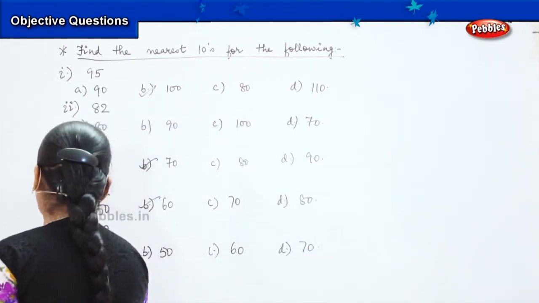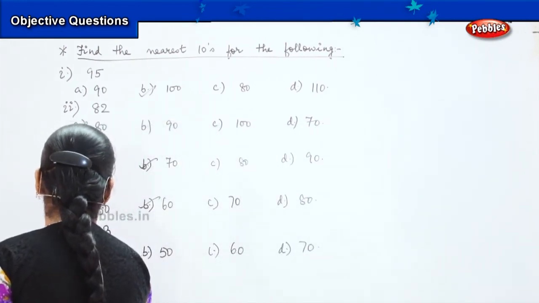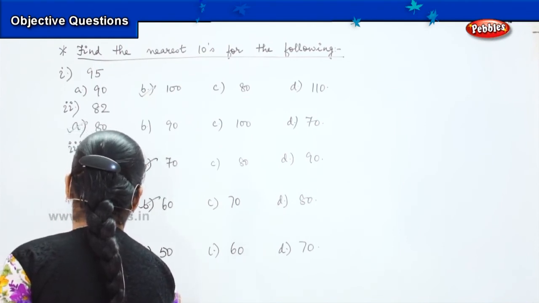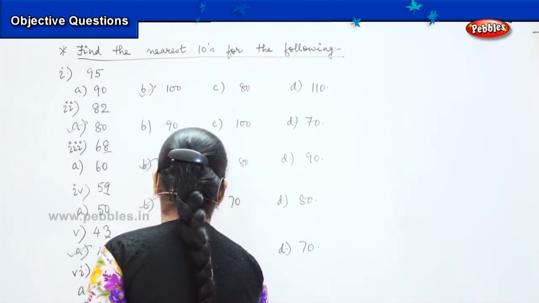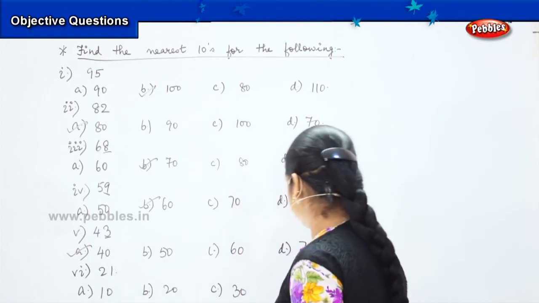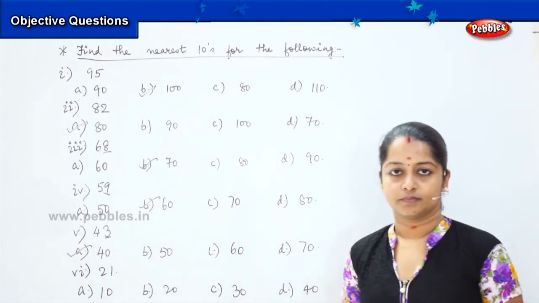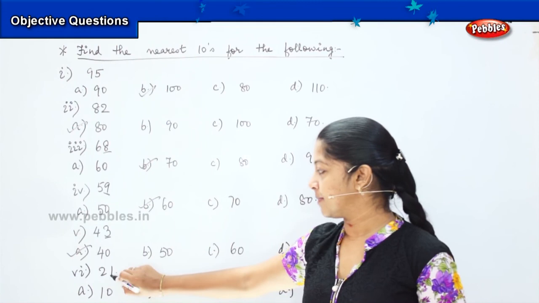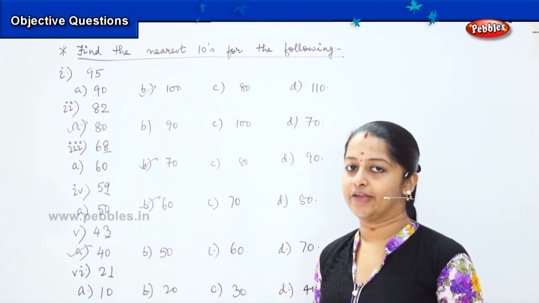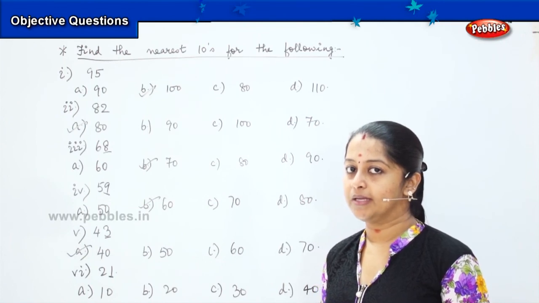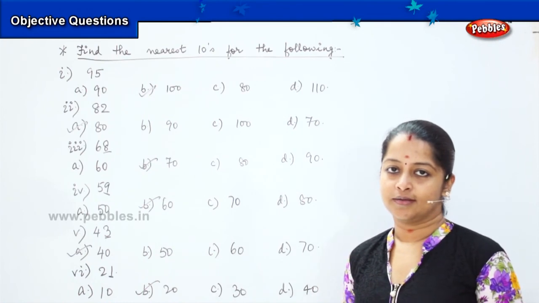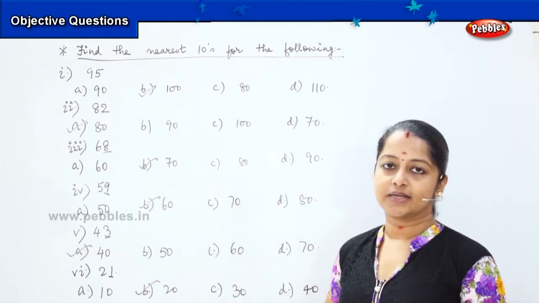The next one says 21. And my options are 10, 20, 30 and 40. So what is my last digit number here? It is 1, which is less than 5. So my nearest tens will be good. It is 20. Fine. So are you clear with the nearest tens patterns?